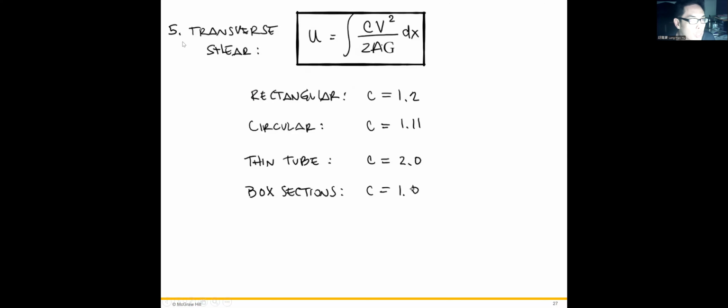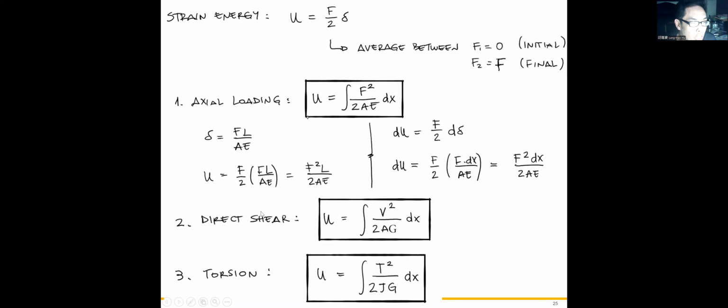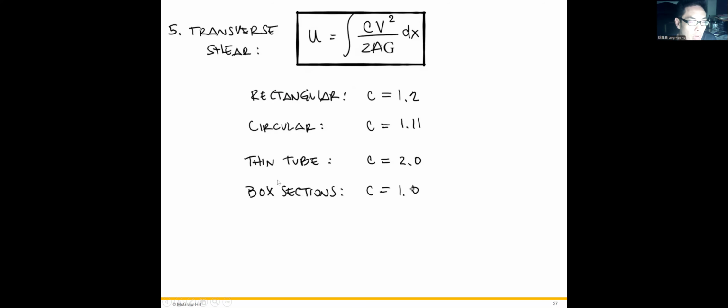Okay, so the final one is the transverse shear. It's similar to the direct shear. However, we have to add the shape constant, if this beam or component has a different cross-section shape. So C equals 1.2 for rectangular, C equals 1.11 for the circular cross-section, and so on.